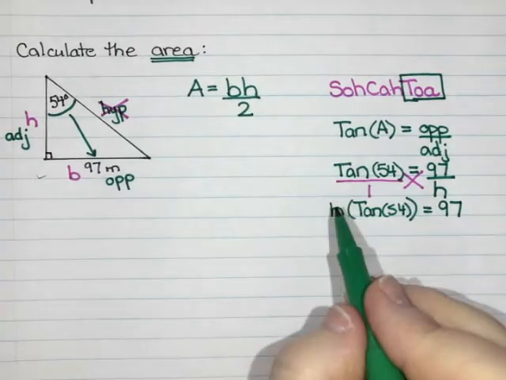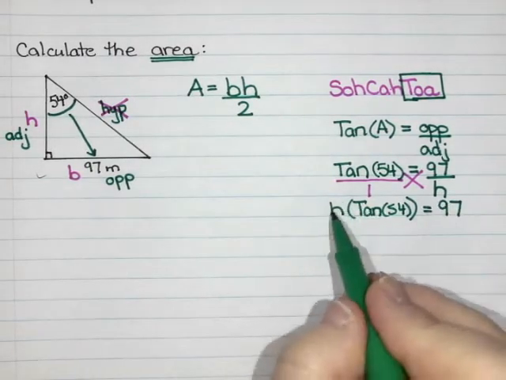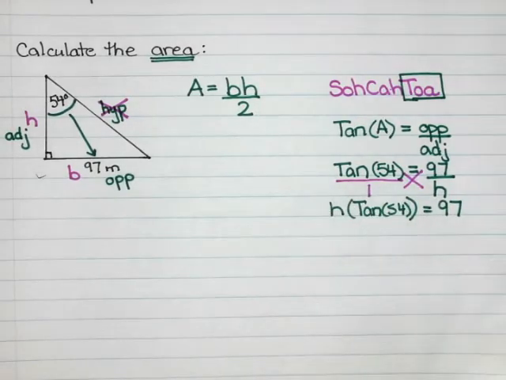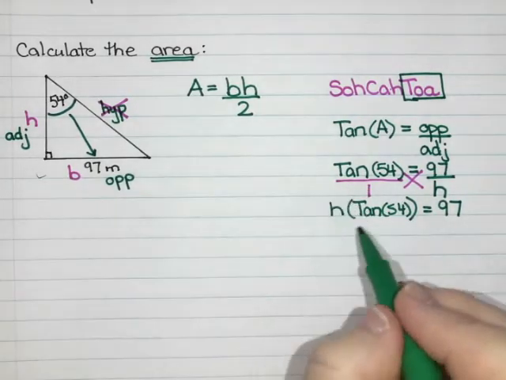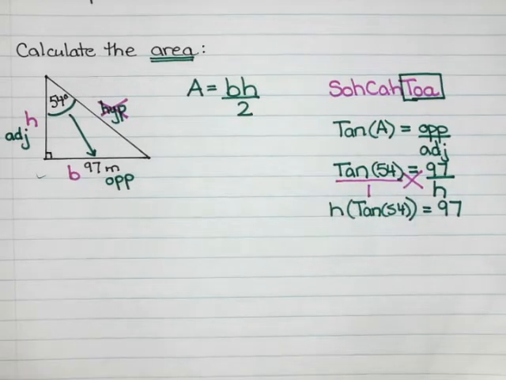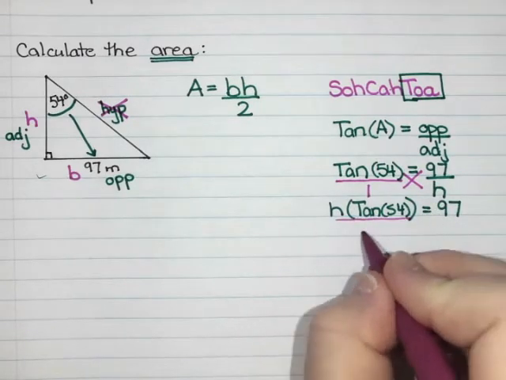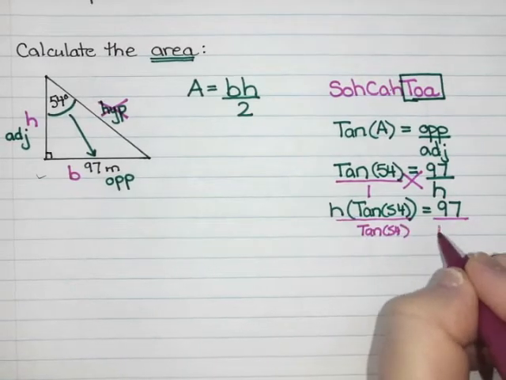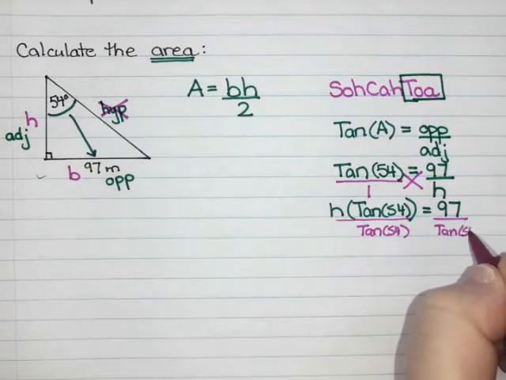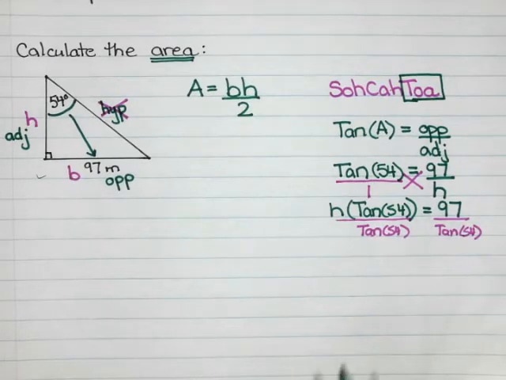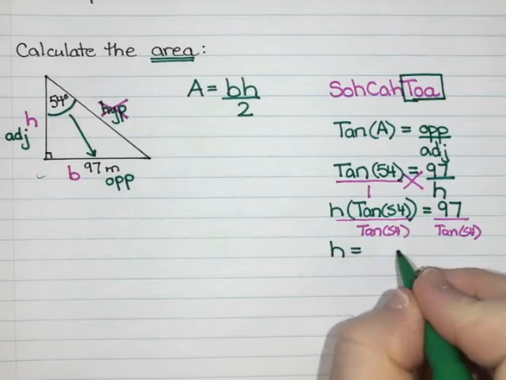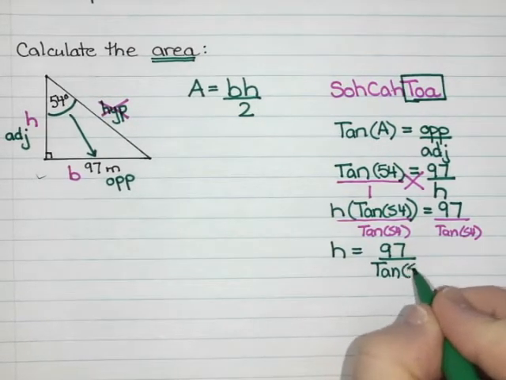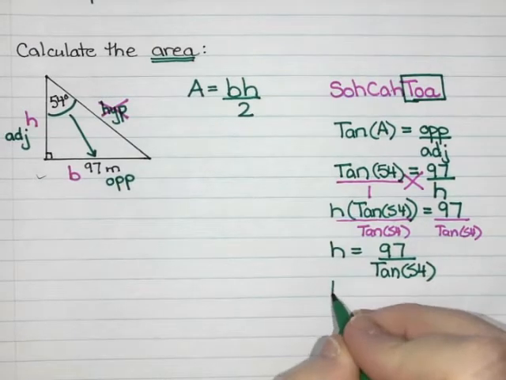Now the problem here is that H is not by itself. If H was on this side and the 97 was on the other side, you could actually just go ahead and calculate. But because H is not by itself yet, I need another step where I divide both sides by tan of 54. So 97 divided by tan of 54 is going to be our height.